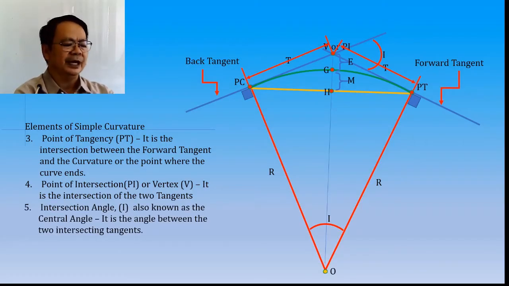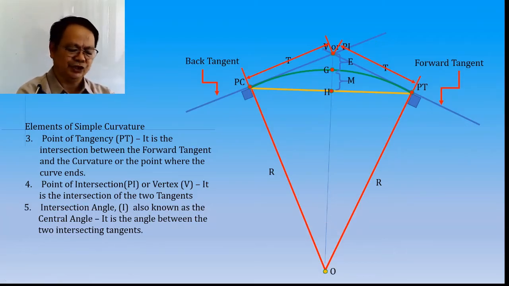Next is the intersection angle. I, asan siya? Ito, nag-intersect dito, and at the same time, ito rin yun. Later on, we shall be showing why they become equal. This is also known as the central angle. It is the angle between the two intersecting tangents.